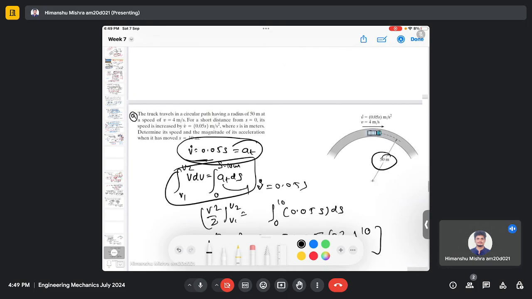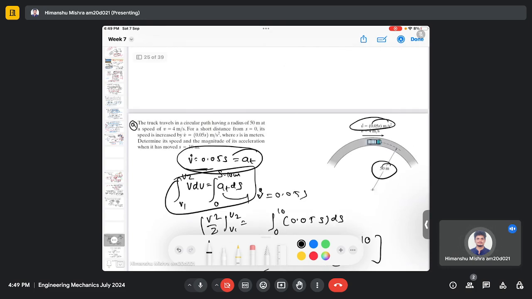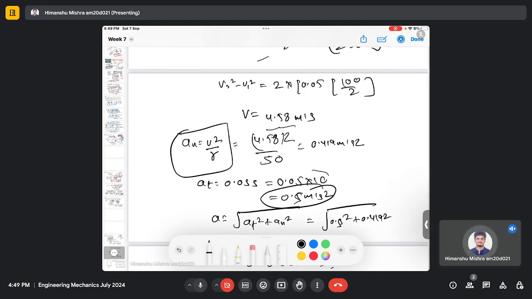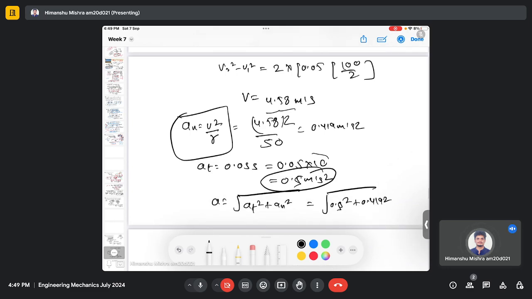Then to find the magnitude of total acceleration, we need the normal and tangential component of acceleration. So we have already been given the tangential component of acceleration in terms of position. So we can easily find that it's 0.5 meter per second square, and the normal component can be easily found by this expression, and then we found the total acceleration.